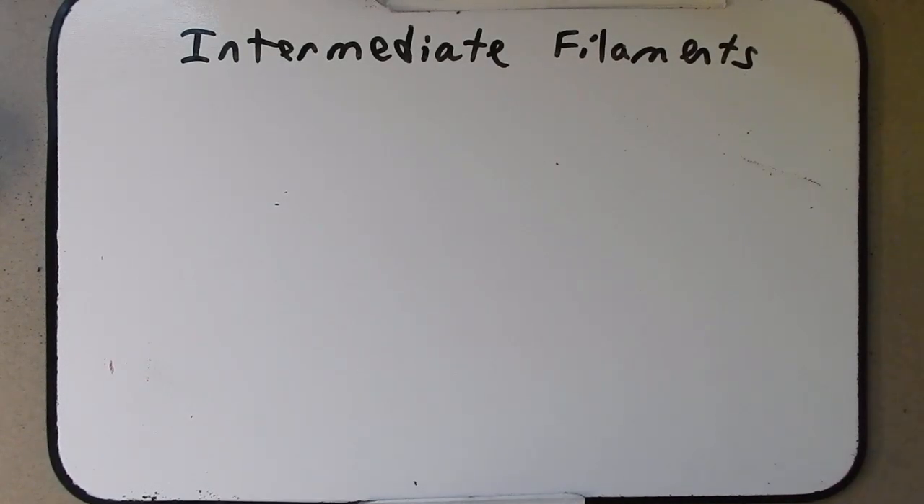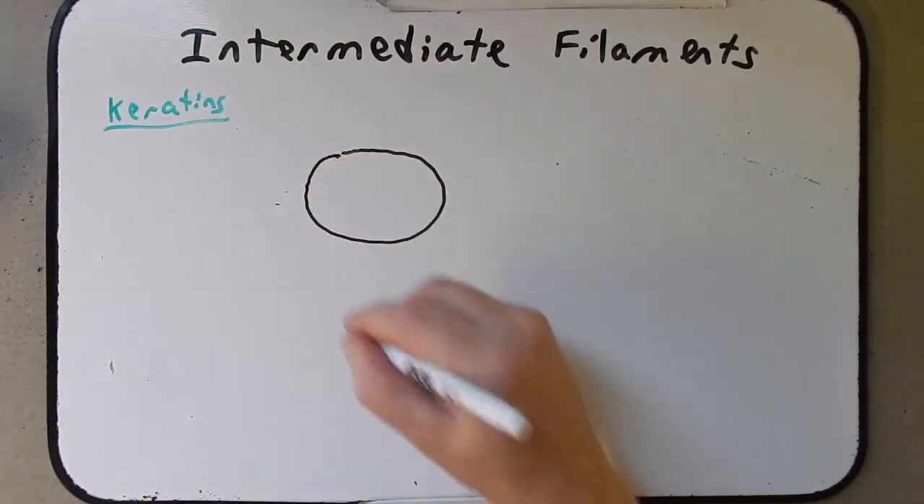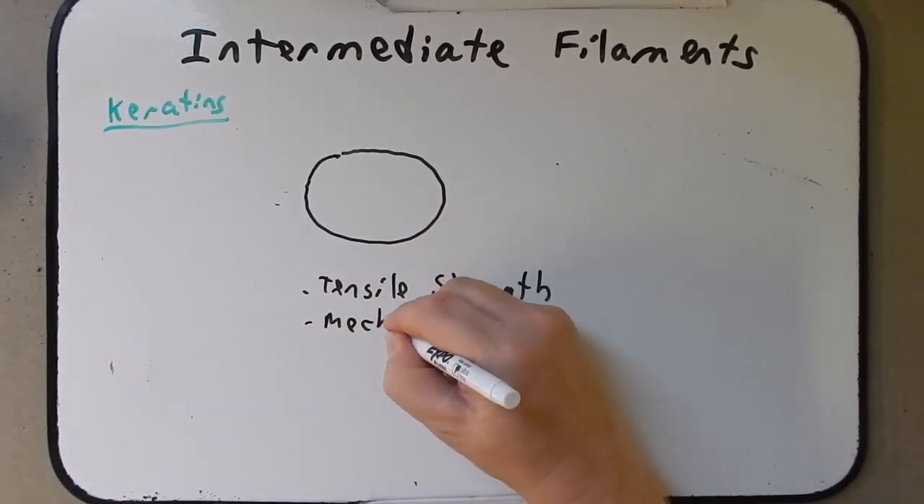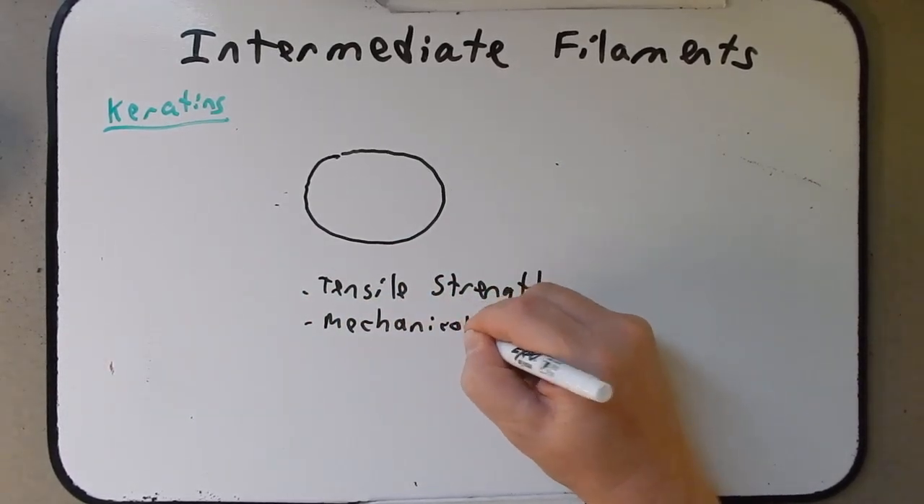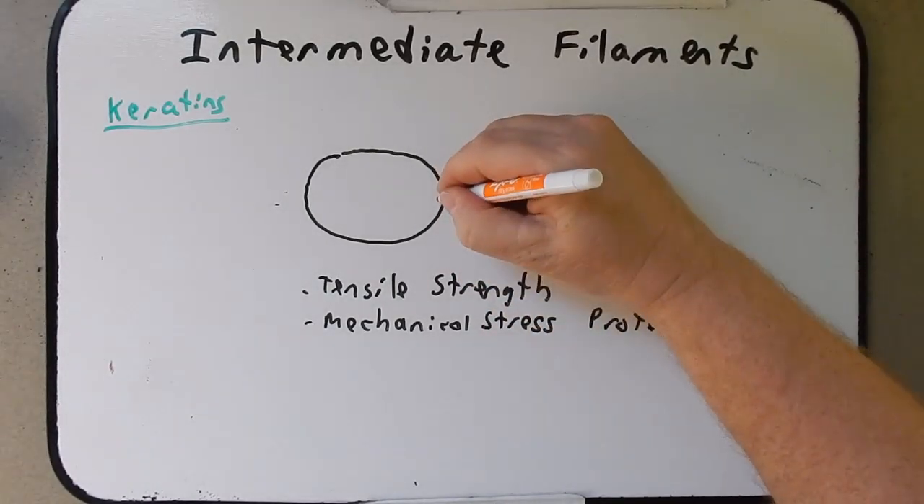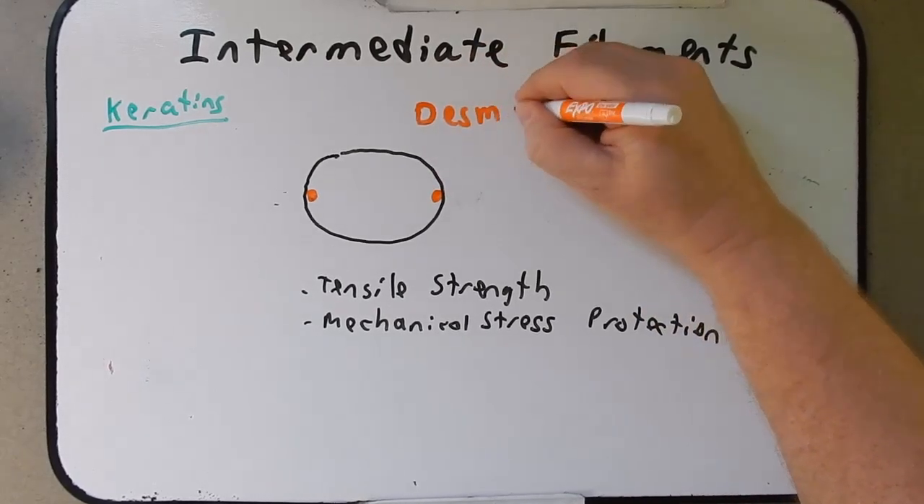I'm going to spend just a little bit more time talking about keratins. Keratins are really important in providing that tensile strength that'll protect the cell against mechanical stress. Part of the way they do that is binding to these desmosomes. We talked about them before, but let me go ahead and label them again.